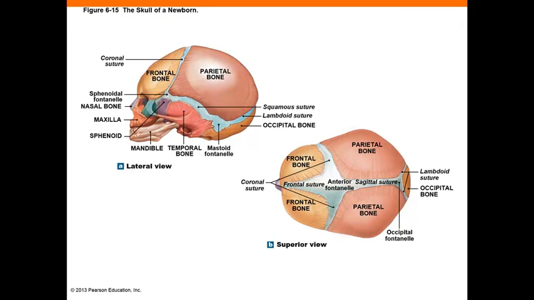And so here's a nice picture showing the different fontanelles on a fetal or infant skull. At the very top, looking from the top down, we have the anterior fontanelle. This is probably the most commonly known soft spot, but there is also the sphenoidal fontanelle and the mastoid fontanelle as well on either side.